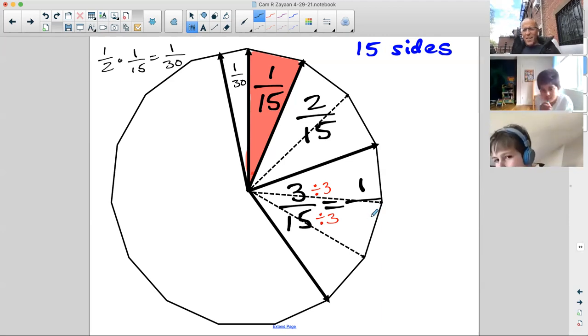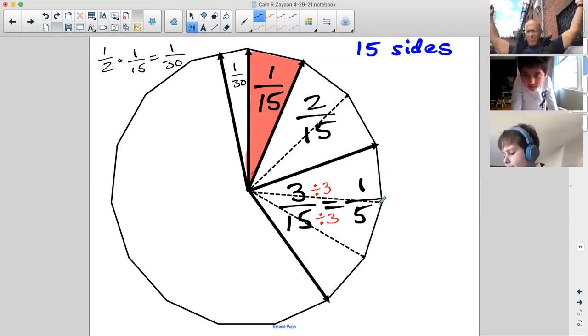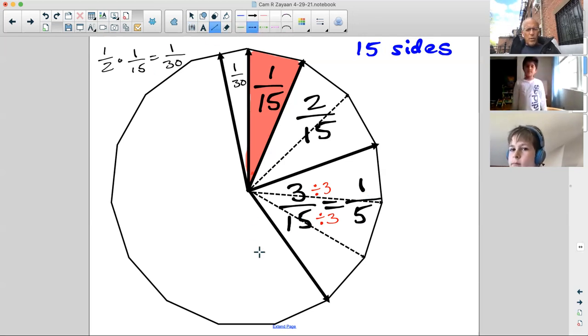Come on, what do you think? I think 5 groups of 3 go into 15. So guess what? This portion here is called 1/5. Can you believe that 3/15 is the same as 1/5? It's exactly the same.